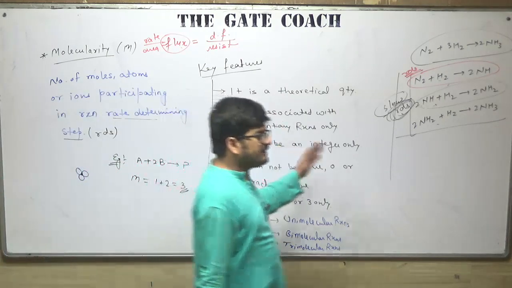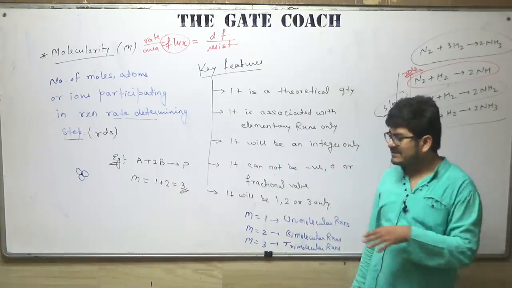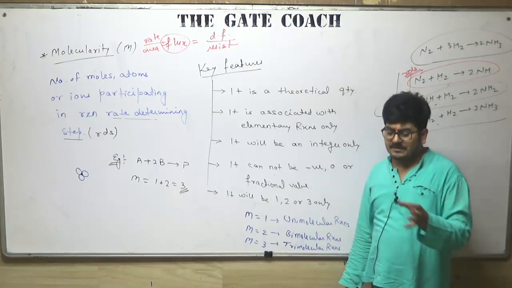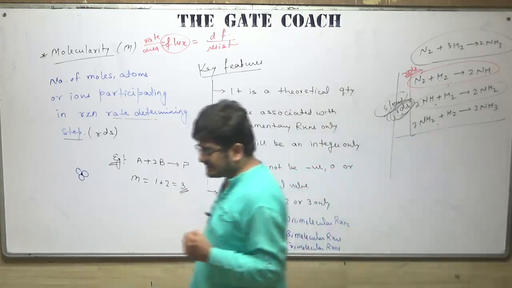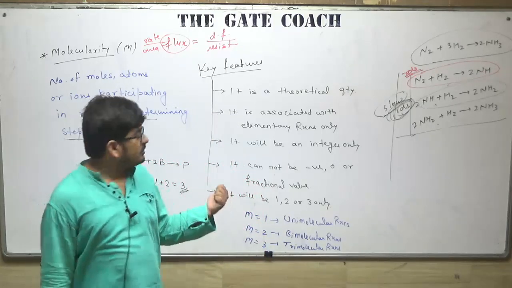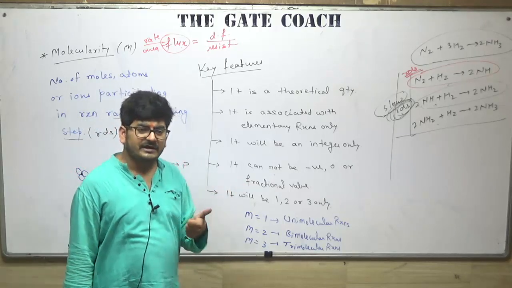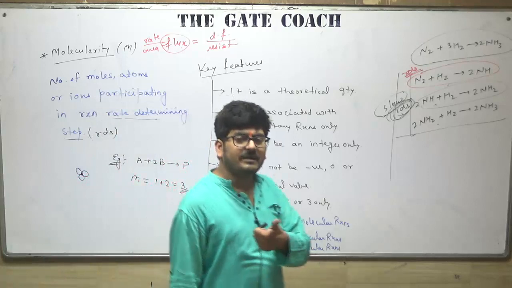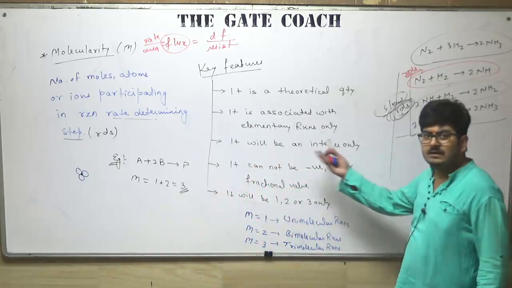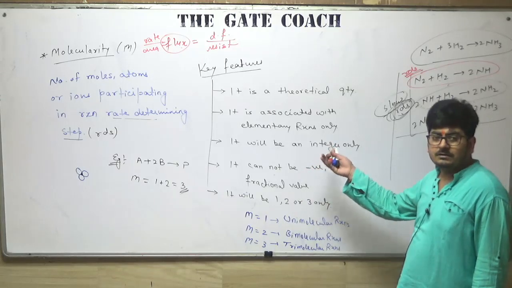And it is associated with elementary reaction. Why? What is the meaning? It means based on the number of steps. We will discuss this after this part. Based on the number of steps, any chemical reaction can be classified into two categories: elementary reactions and non-elementary reactions. So molecularity is associated with elementary reactions only. Means we define the molecularity, we calculate the molecularity only for elementary reactions, not for the non-elementary reactions. We will see that as well, why we don't talk about the molecularity for non-elementary reactions.